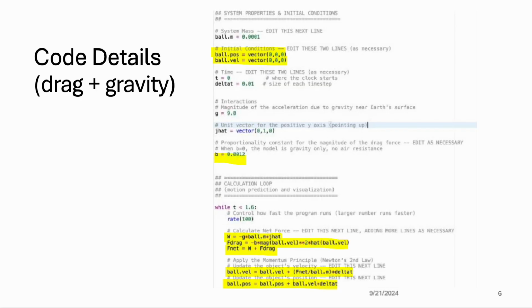and then ball.position equal to ball.position plus the change in time times the ball's velocity. So for the code that includes drag, I kept the same initial position and velocity, but this time I had a b value of 0.0012. The way I found this was by trial and error until the final point on this model matched my experimental data. And for the net force equation, I included drag, so I wrote F drag equals negative b times the magnitude of the ball's velocity squared times the hat of the velocity. I also included weight, which is the gravity force, and then I wrote Fnet is equal to the weight plus F drag. I kept the same ball.position and the same ball.velocity.